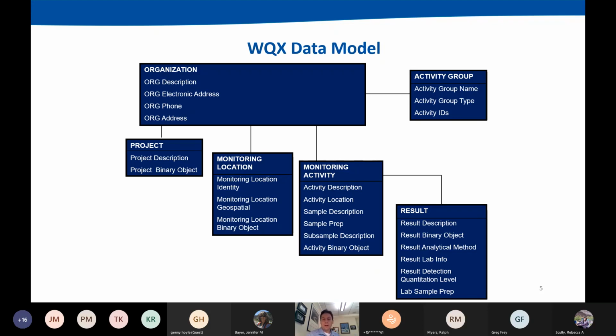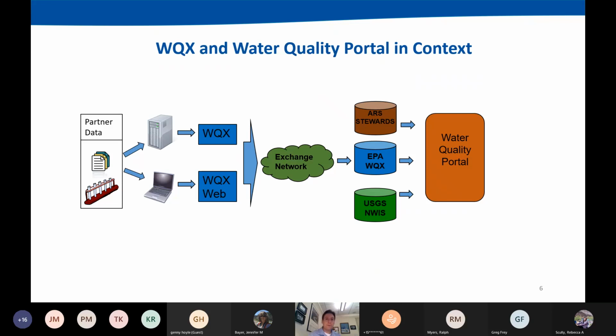And it also includes all of the relevant metadata that describes that result value, which includes the units. It includes all the analytical methods. It includes whether or not it was a non-detect. It includes any relevant lab information as well. So there is quite a bit of other information that helps you understand the quality of the data.